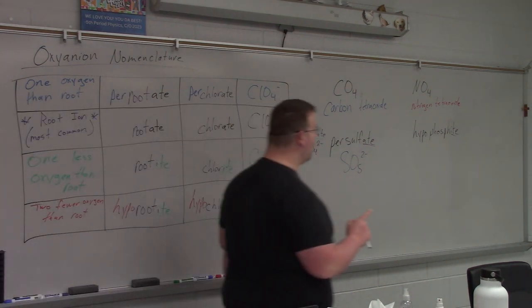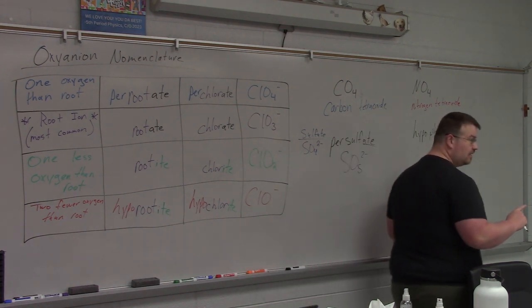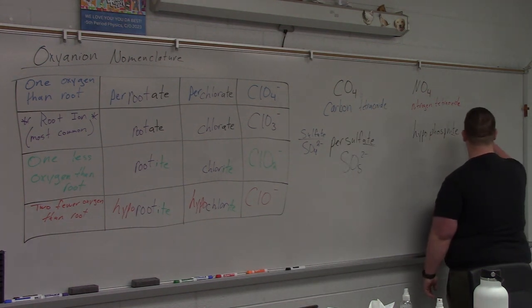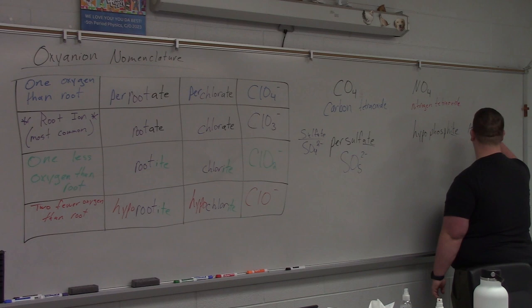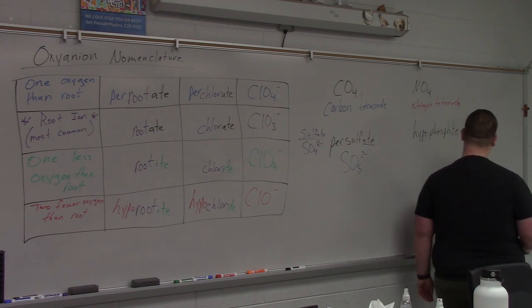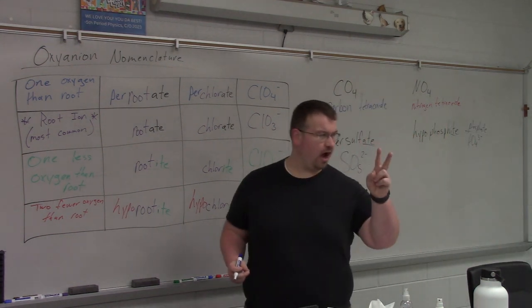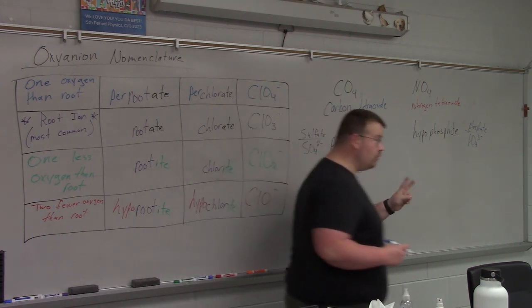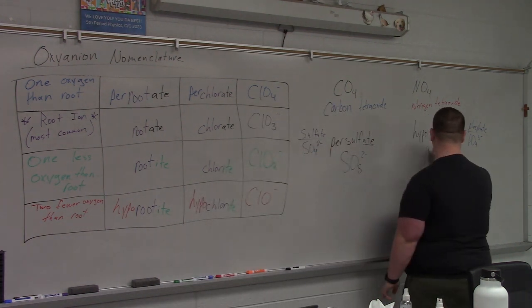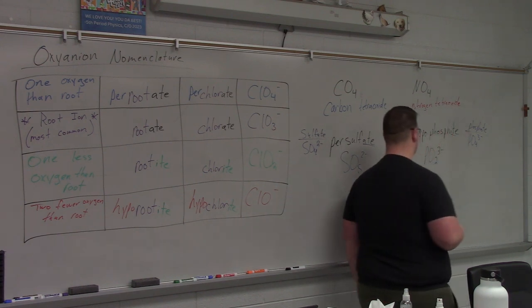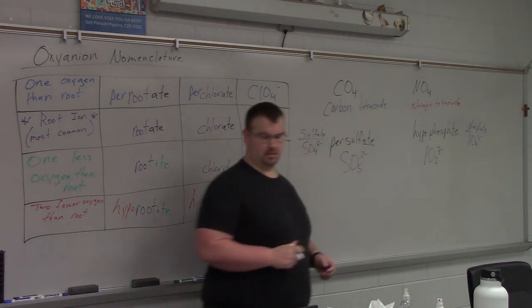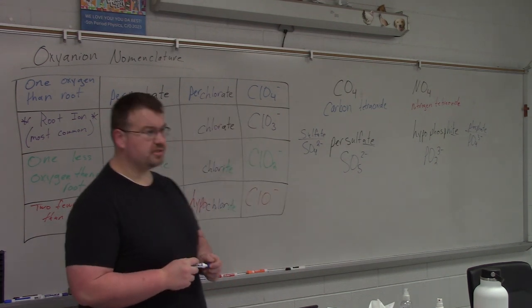You know what? Hypophosphite. Remember, phosphate. I'm confident. Give me the phosphate. PO4 3-. Hypophosphite means two fewer oxygen. PO2. So I lose two oxygens. I now have PO2 3-. Questions here. I'm ready, Mr. Wright.